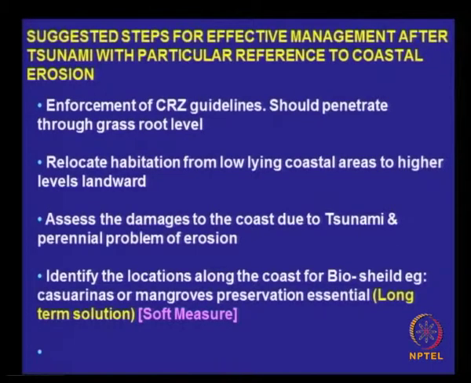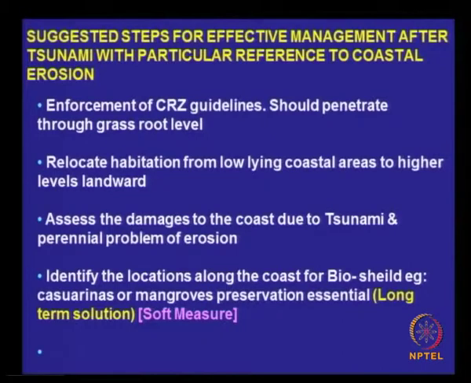So, suggested steps for the effective management after tsunami with particular reference to coastal erosion. Enforcement of CRZ guidelines. CRZ is nothing but the Coastal Regulation Zone. There are some guidelines which we have to adhere to, and they should penetrate to the grassroots level. So everyone should know what CRZ is.